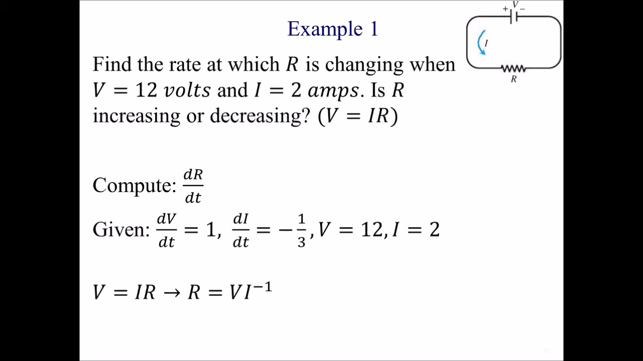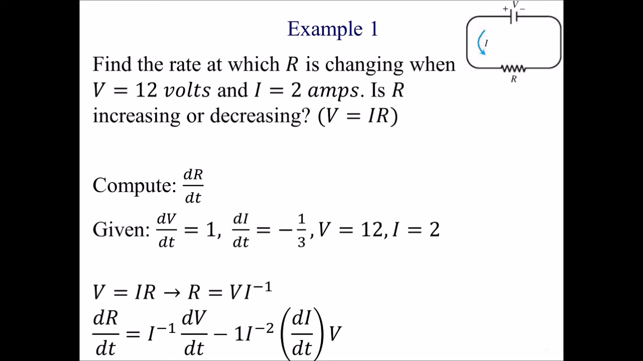Going to rewrite the equation V equals IR as R equals V times I to the -1. Now I rewrite this because we're interested in dR/dt. If I take the derivative of V equals I times R, my dR/dt is going to be left on one side of the equation with many terms, and that's going to complicate the algebra. To make it easier going forward, I first solve for R, and I'm going to take the derivative of R.